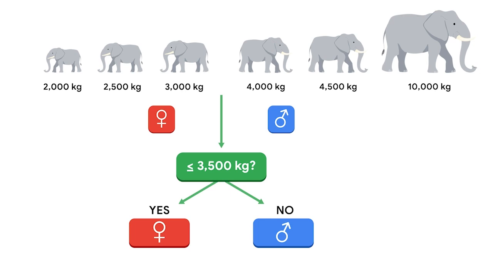Now, suppose that instead of weighing 5,000 kilos, the last male elephant weighed 10,000 kilos. Your model would still divide males and females at 3,500 kilos. It doesn't matter that the last elephant doubled in size.